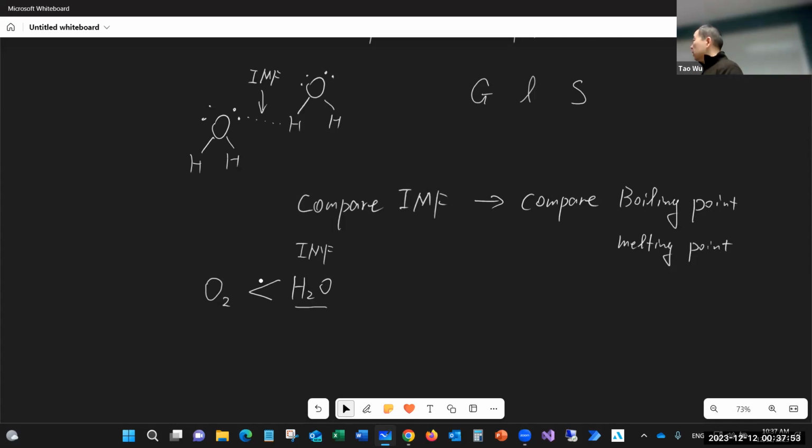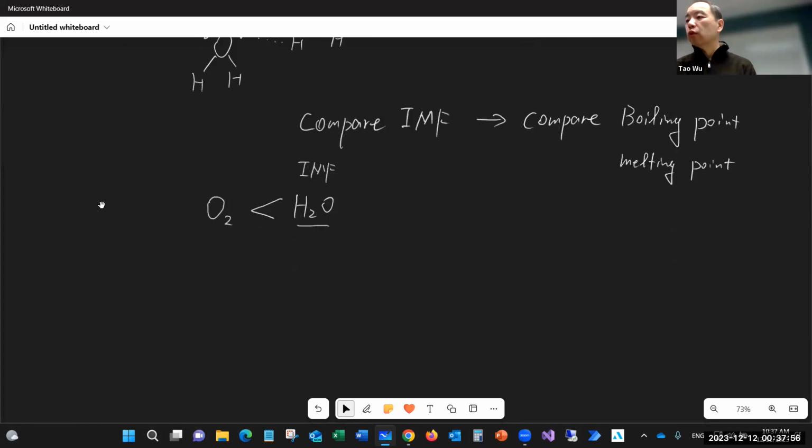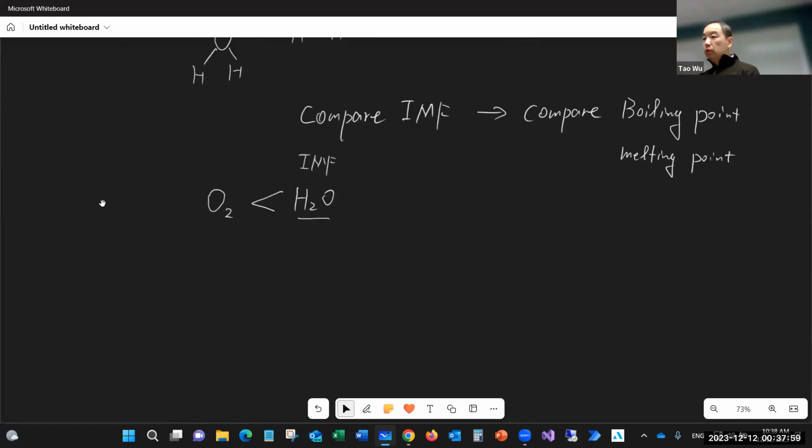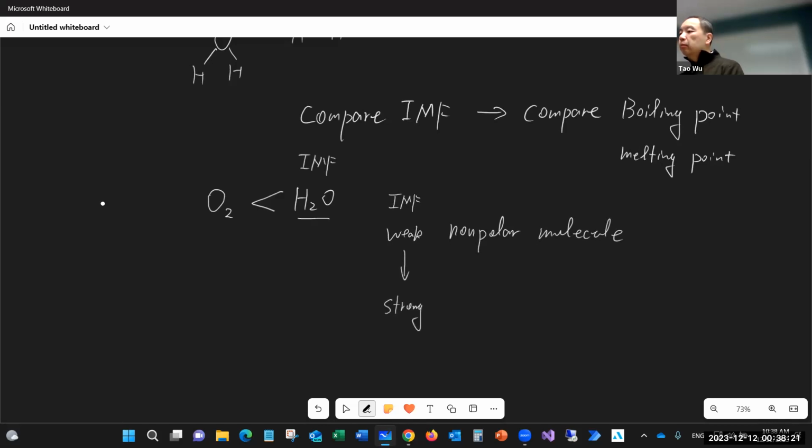And how can we determine the intermolecular force by looking at their structure or looking at the molecules? So in general, if we talk about intermolecular force from weak to strong, a non-polar molecule usually has a weak intermolecular force. Then it goes to polar molecules. Then it goes to ionic compounds.